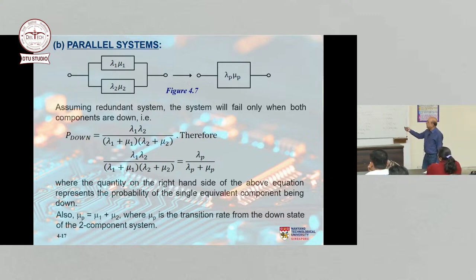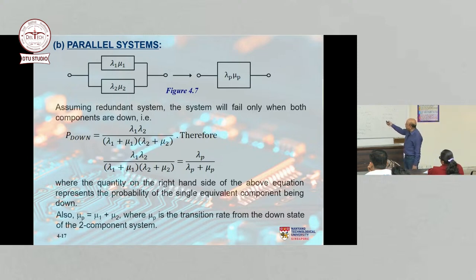We have two repairable components connected in parallel from a system operating standpoint. The first component has failure rate lambda 1 and repair rate mu 1. The second component, the numbers are lambda 2 and mu 2. And I want to find an equivalent component where the failure rate is lambda p and the repair rate is mu p. P stands for parallel, right? That's the notation I've been using.